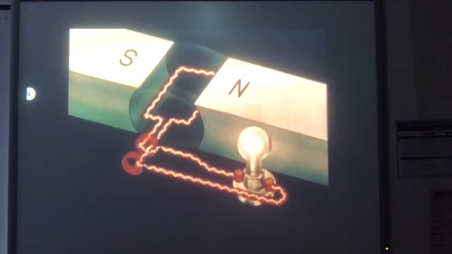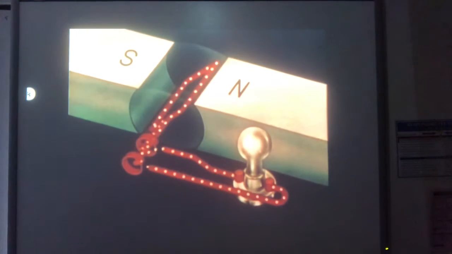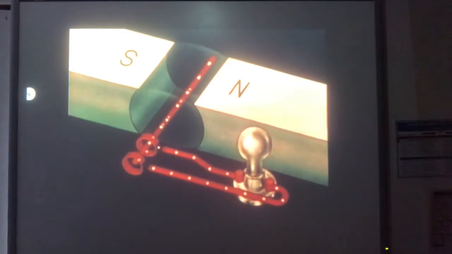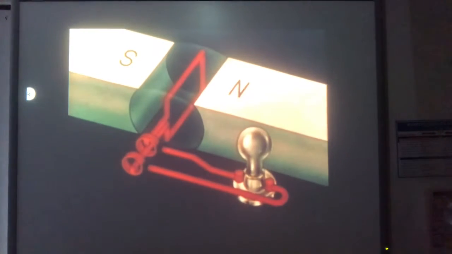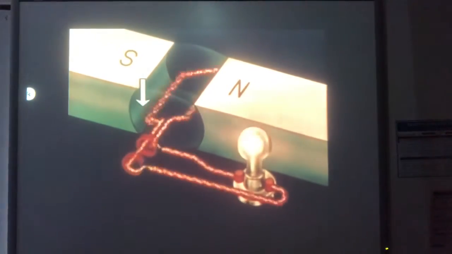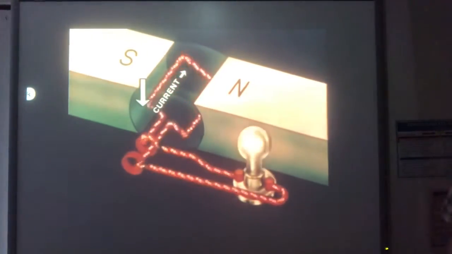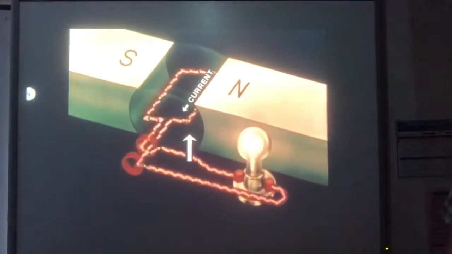Then, as the conductor continues its rotation at a constant speed, it cuts through fewer and fewer lines of flux, and less current is induced. Eventually, the conductor moves parallel to the field. At this point, no current flows because the conductor doesn't cut through any lines of flux. This occurs twice in each revolution. Notice, as the coil rotates, one of its sides cuts downward through the magnetic field, causing current to be induced in one direction, while the other side is moving upward, inducing current in the opposite direction.